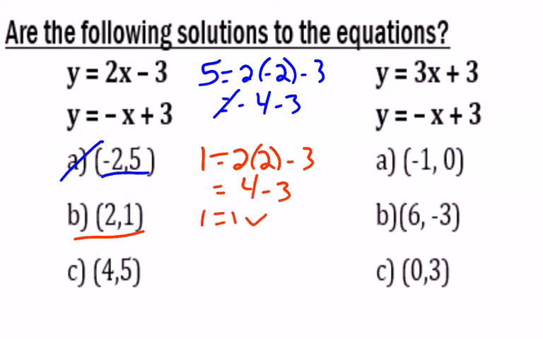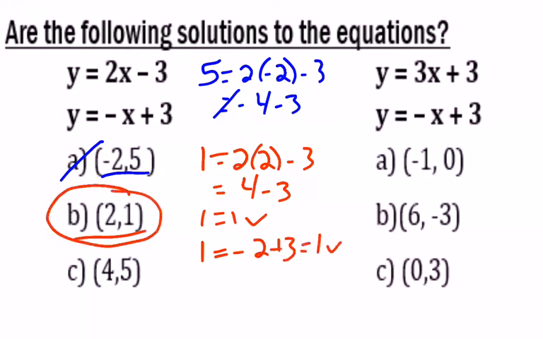So I know it works in the first equation, so let's try it in the second equation. 1 equals the opposite of 2 plus 3. That equals 1, so this is my solution because the point (2, 1) satisfies both equations at the same time. If you've got the hang of this, then pause and go forward and try the other 3 examples on your own.